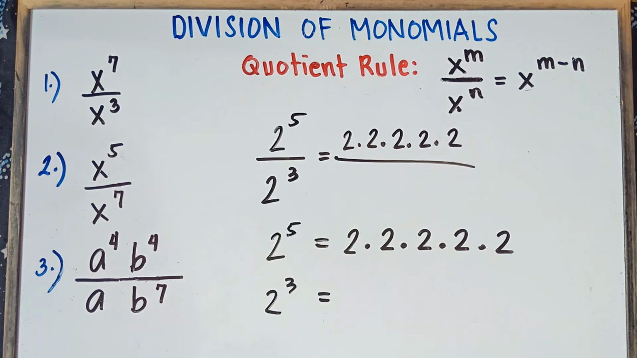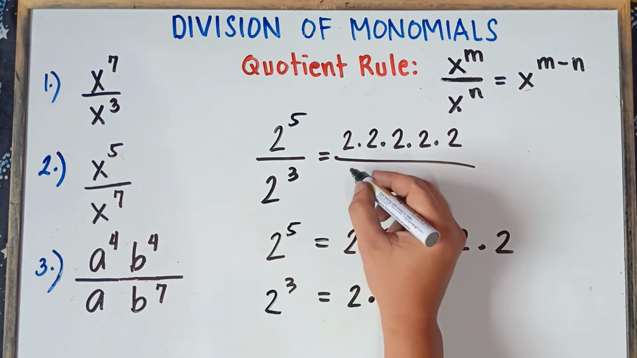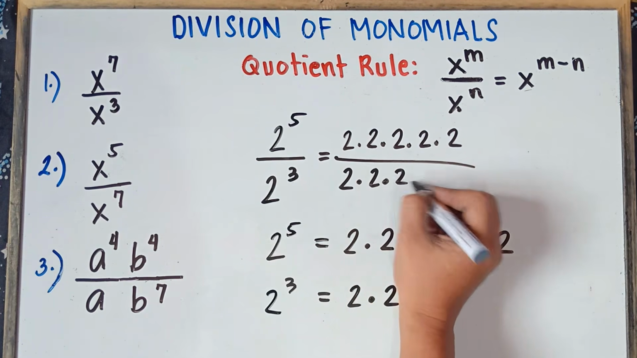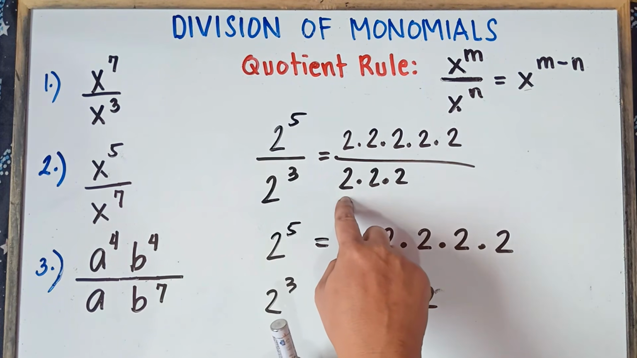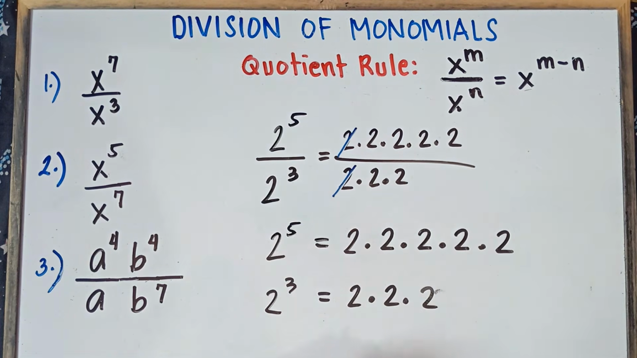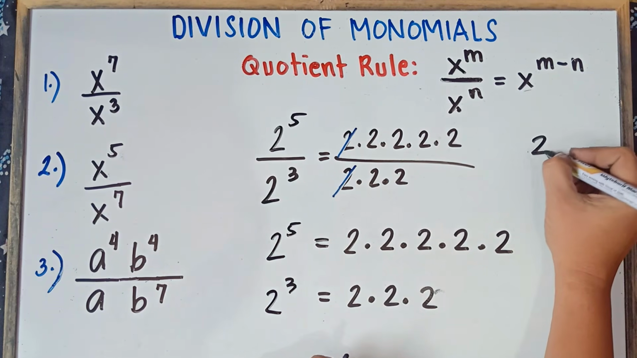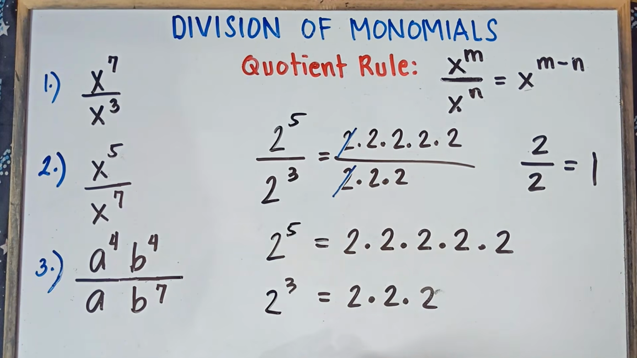How will you simplify 2 raised to the power of 3? That's correct, you multiply 2 by itself 3 times. So that will be 2 times 2 times 2. Now, if the numerator is the same as the denominator, you can simply cancel that out. Question, why is that, sir? Because 2 divided by 2 is 1. So we can simply cancel this out because this is 1.